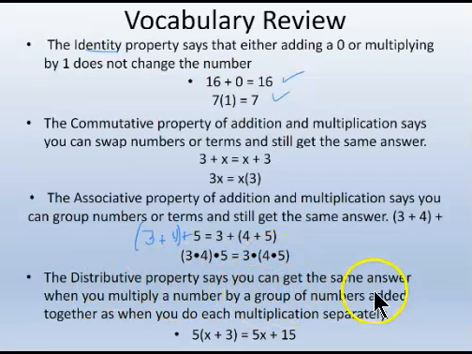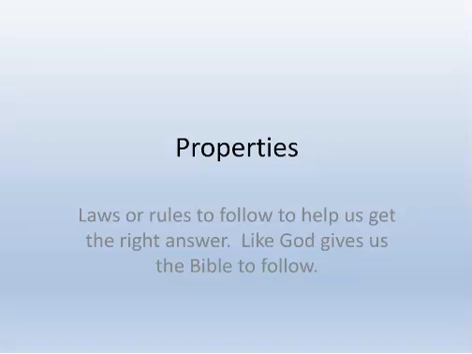Distributive property says that you can get the same answer when you distribute this 5. We distribute the love all the way across, so we have 5x plus 15. And that's what that means. So let's review these and see if you can get them. We're going to talk about properties, yay! Laws or rules to follow to help us get to the right answer.